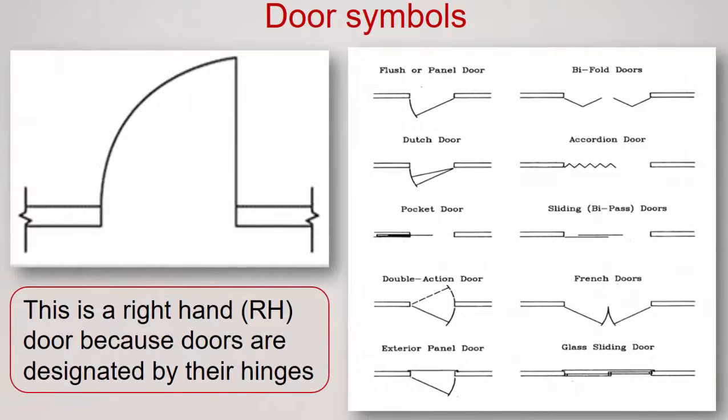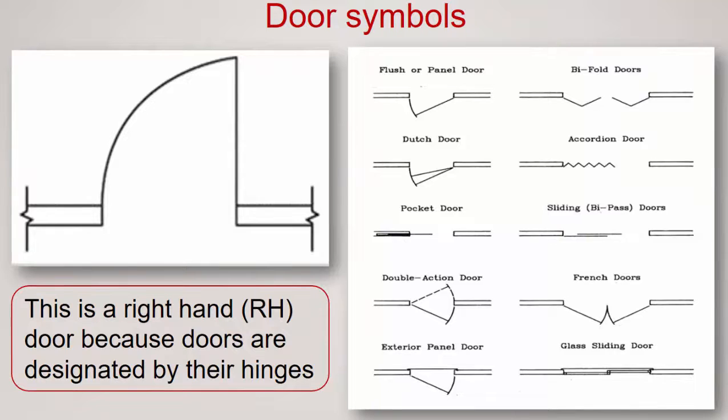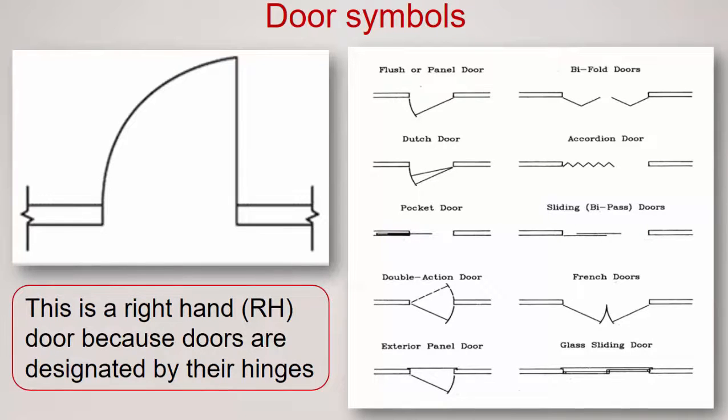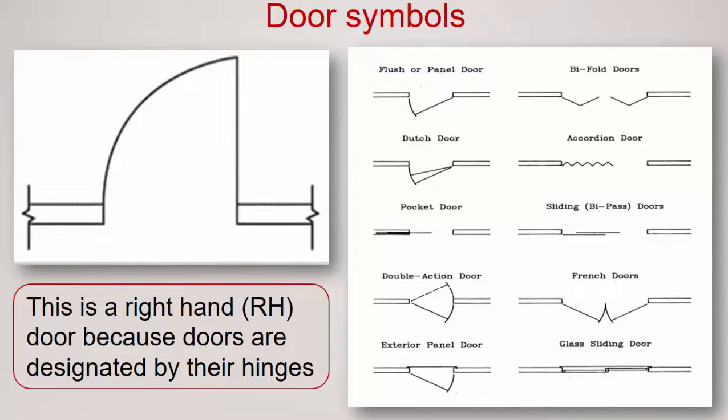Door symbols, some are pretty obvious. This is just a right-hand swing door. We can tell it's right-handed because that's where the hinges are at, standing from the outside of the door. So if the door opens away from you and the hinges are on the right, it's a right-hand swing. If you're standing outside the door and it swings away from you to the left, that would be a left-hand swing. Other type of doors, as we can see, flush or panel doors, bifold doors, French doors, and of course sliding glass door.